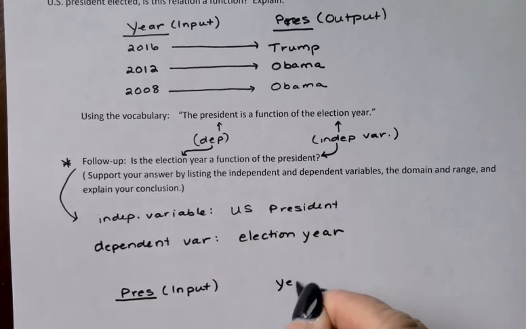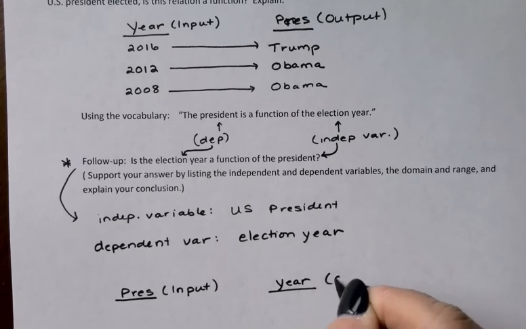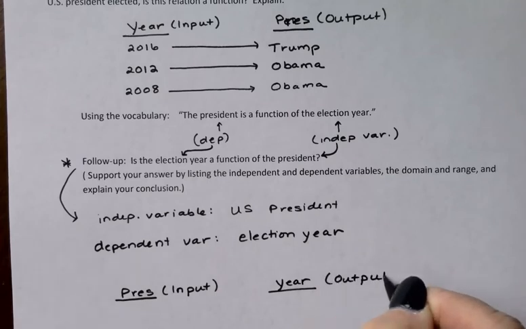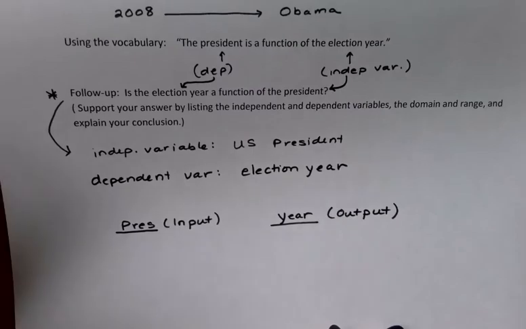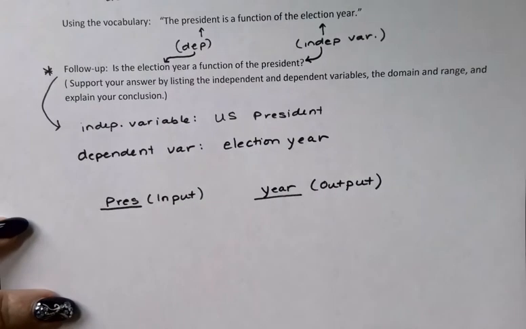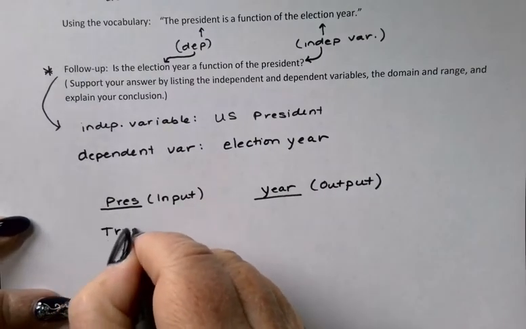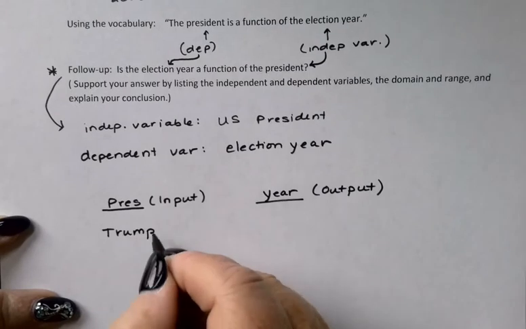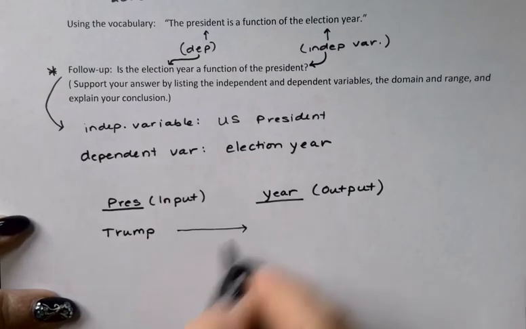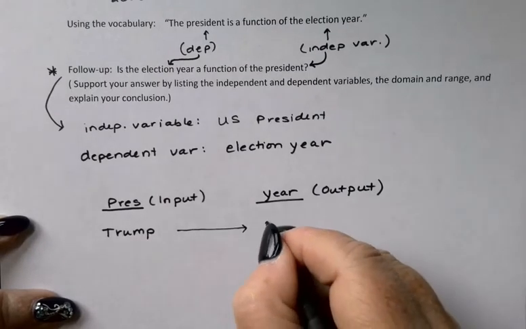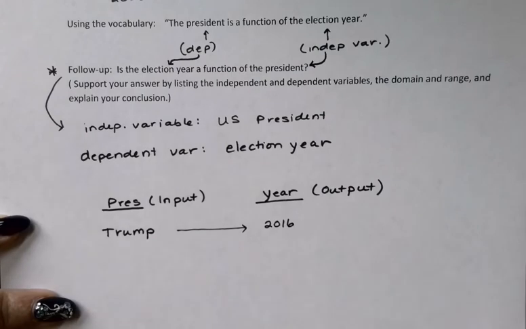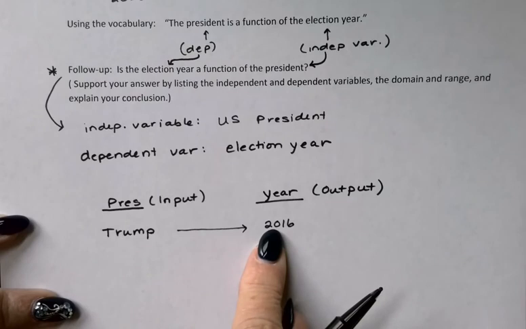And the year is our output. If I choose Trump as the input, then the year that he was elected would be 2016. And so far we're doing fine. One input, just one output.